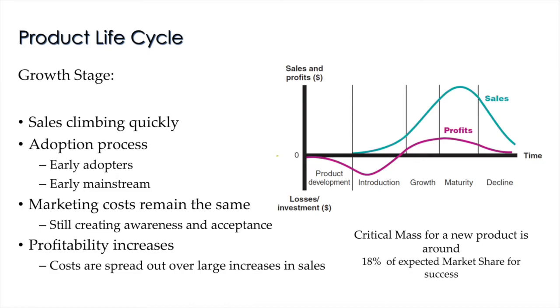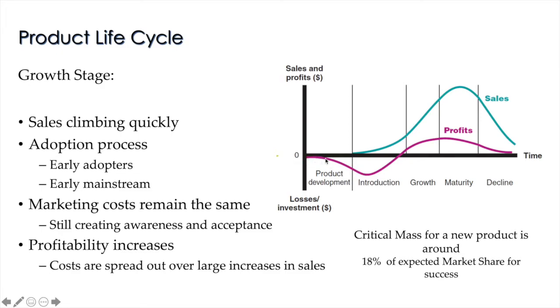All right, we made it to the growth stage. Fantastic, 75. So 25% have made it. All right. Sales are climbing quickly. Adoption process, who's buying it in the growth stage? Those early adopters, those mainstream. We can kind of see the graphs of when we get to profitability.